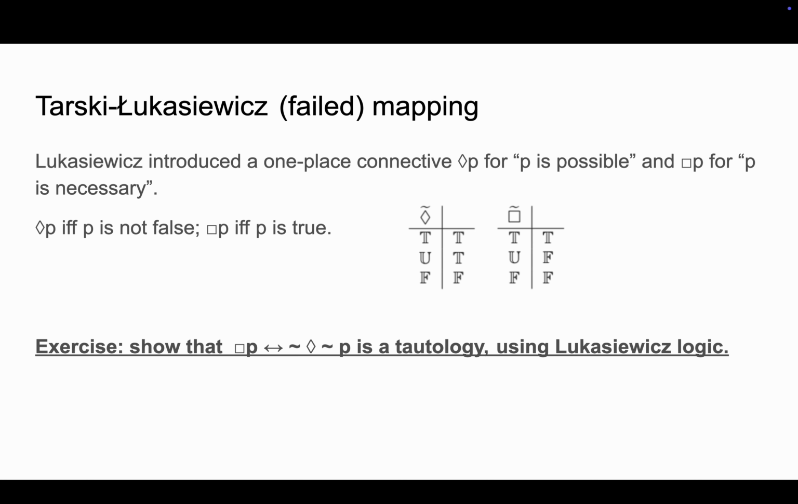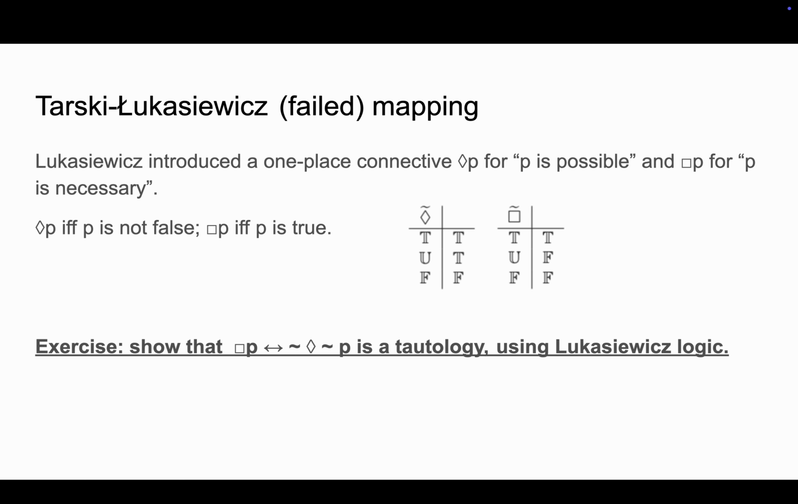Now we're going to look at the Tarski-Lukasiewicz mapping. Lukasiewicz introduced a one-place connective. He used the diamond and the square to represent possibility and necessity. This is pretty much a thing in modal logic tradition. And he defined the diamond and the box modal operators using three-valued logic with the truth table as provided.